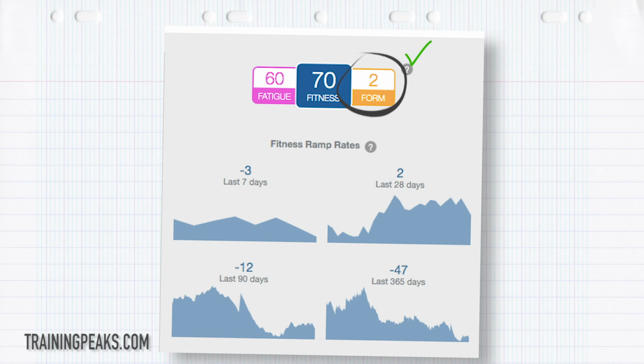To calculate these, you take yesterday's chronic training load and subtract yesterday's acute training load to get your TSB score. Hopefully you're going to have a positive number, that's good. And the higher the number, the better, especially if you're looking for a strong performance.